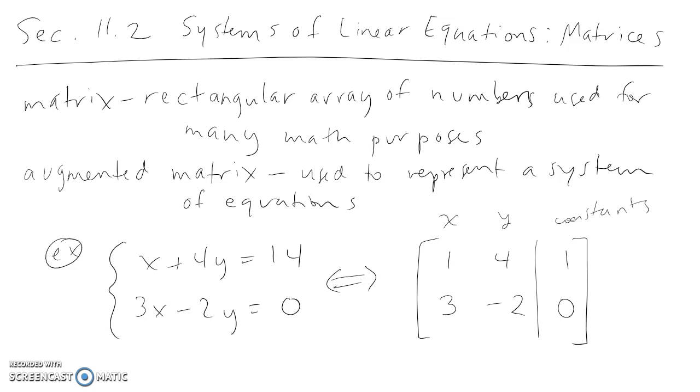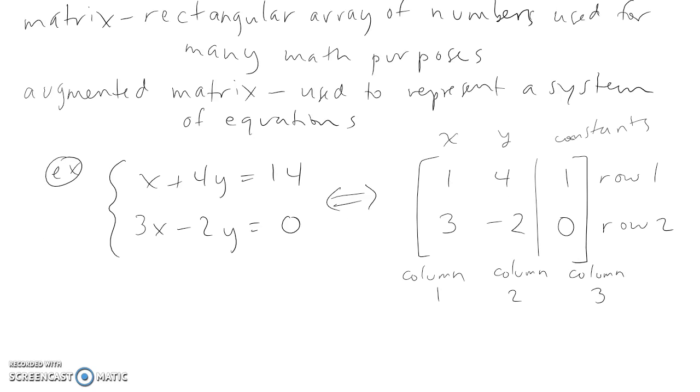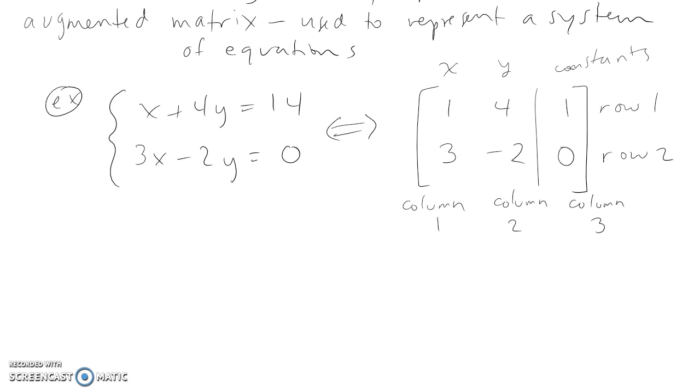Now each matrix has rows, so we'll call this row 1 and this row 2, and it also has columns. The first column, the 1 and the 3, are in column 1. 4 and negative 2 are in column 2, and the 14 and the 0 are in column 3. So it has rows and it has columns.